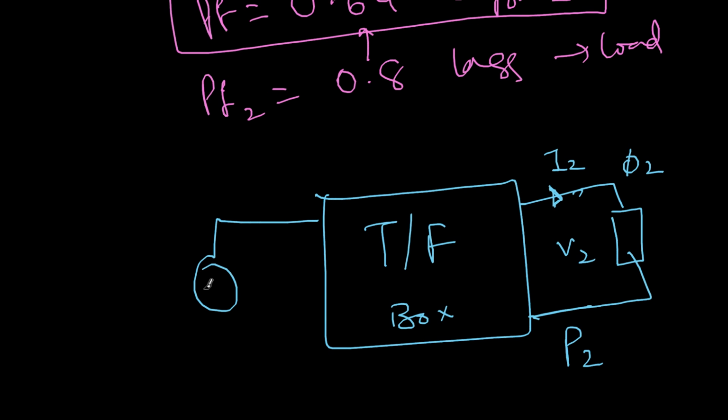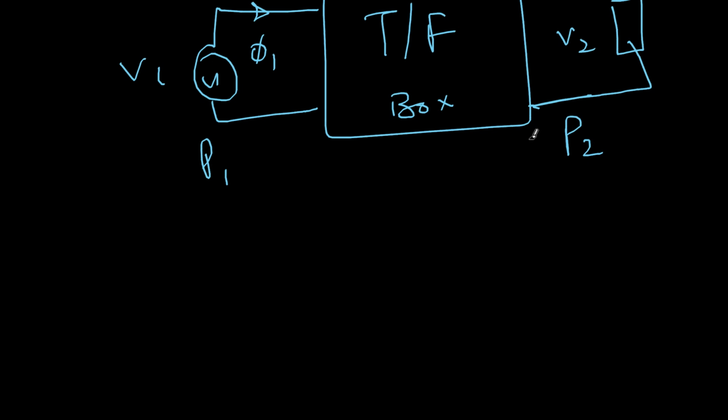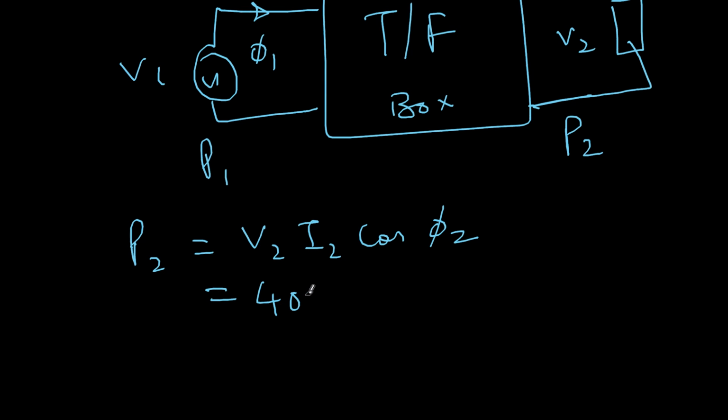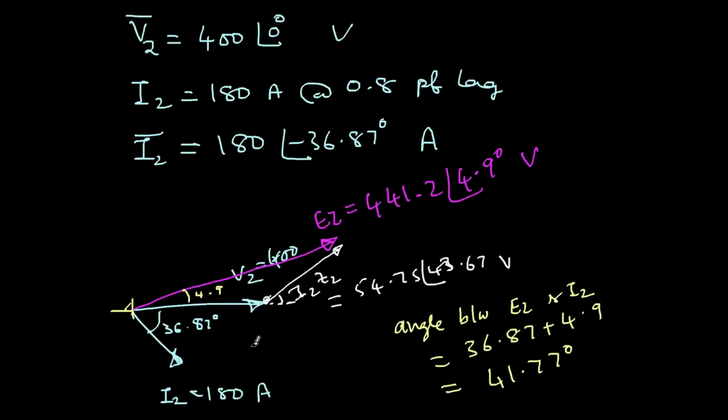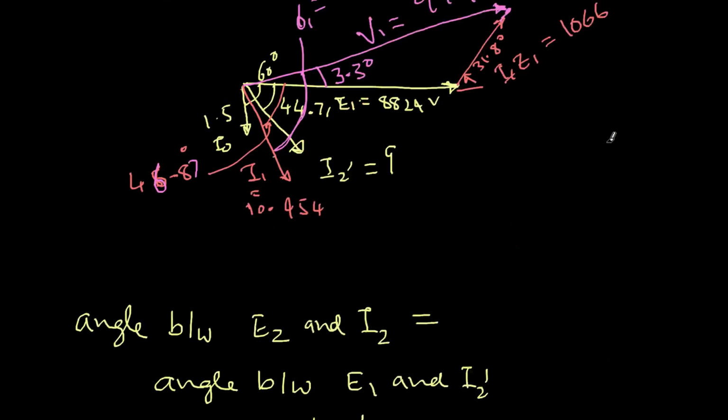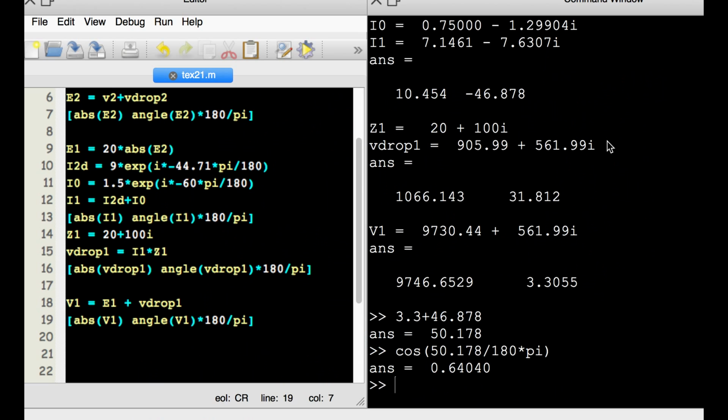Similarly, V1, I1 and phi 1 I know. From these three, I can find out P1. So P1 is input, P2 is output. I can calculate the efficiency. So let's do P2: V2 I2 cos of phi 2. V2 given in the question is 400, I2 given in the question is 180. This is multiplication. And the cos is also given, 0.8. So I hope these numbers are correct. 400, 180, 0.8. Okay. So let's do that. P2 is 400 into 180 into 0.8.